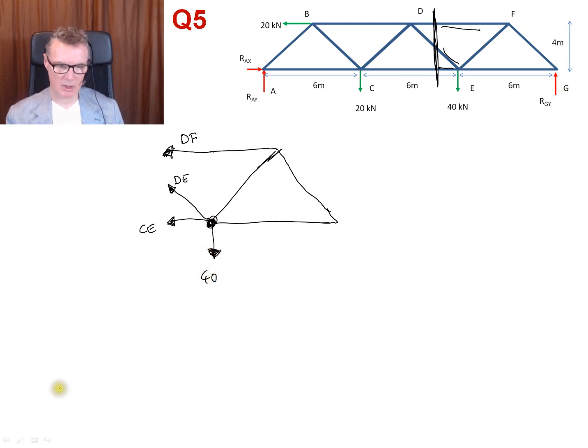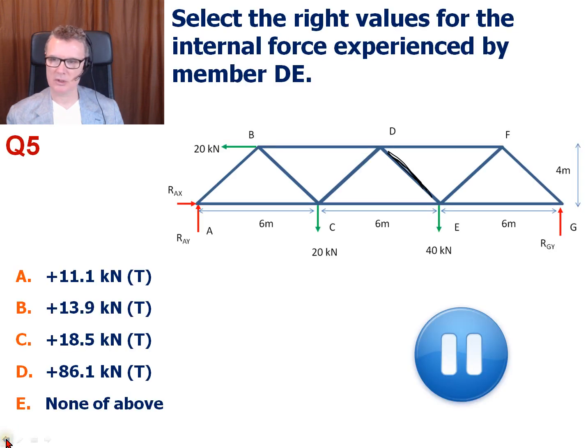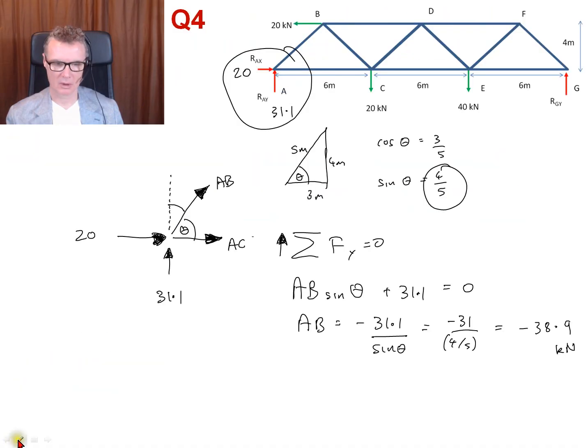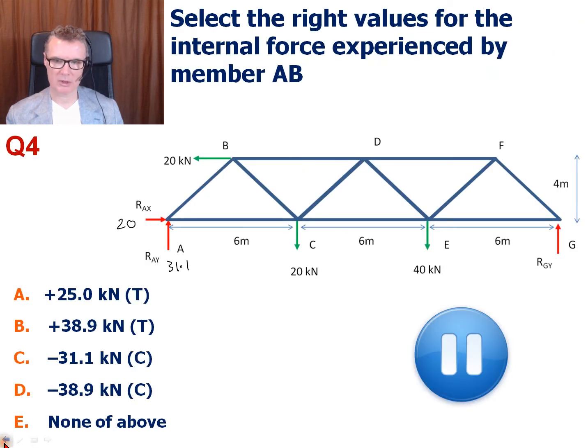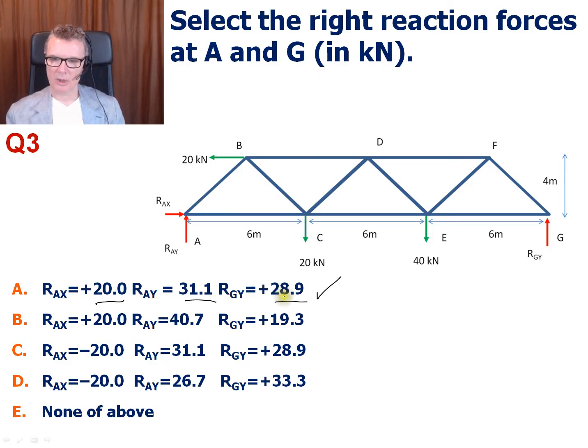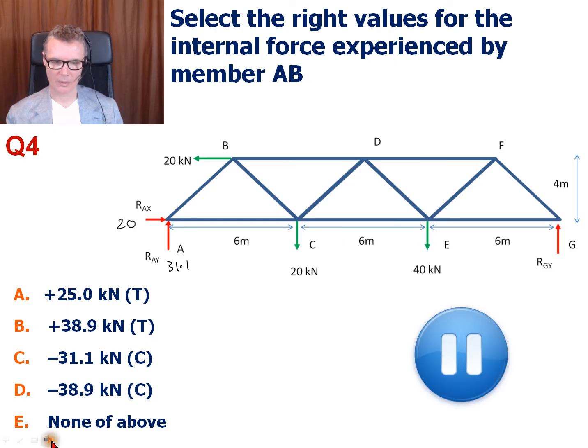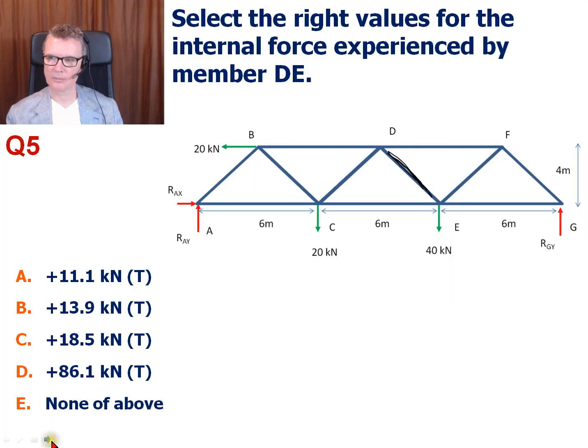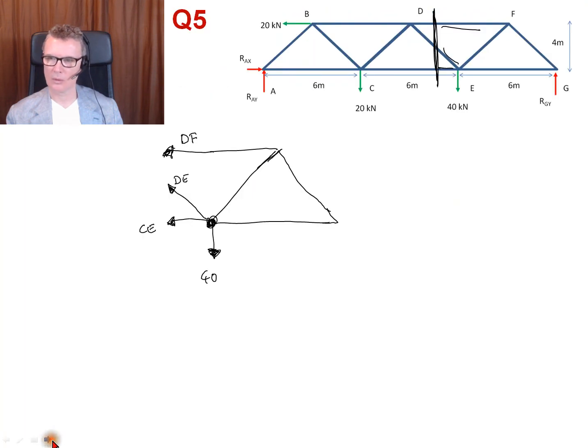And what's RGY? So I'm going to have to go back to my previous questions and find what RGY was. Going back to question 3, I think. So RGY was 28.888, wasn't it? Right, so that is 28.9. So we'll put in 28.9 here. Right, so that's the framework that we need.